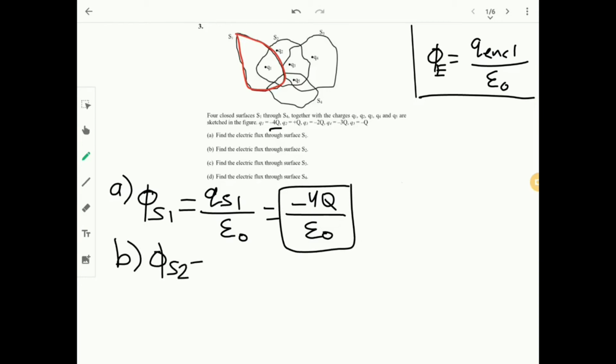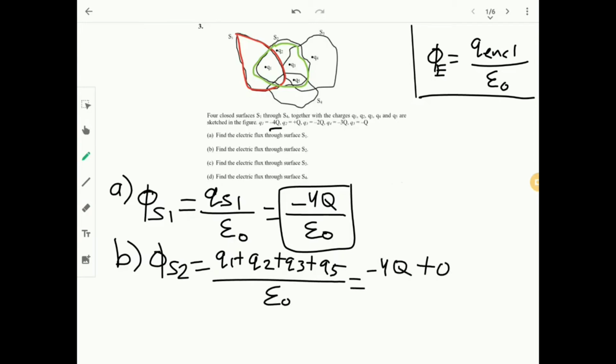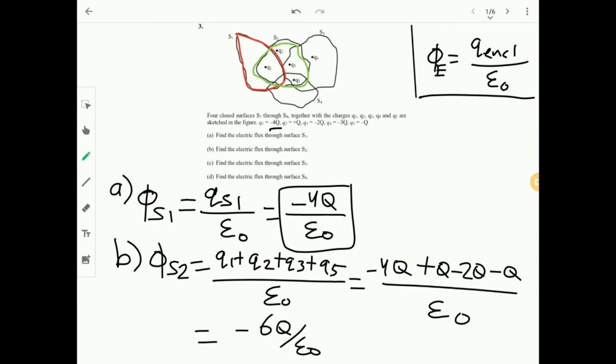Phi S2, I'm not going to put the formula again, it's just the same thing, but this time I'm going to do it in green. What is in S2? Well, it's Q1, Q2, Q3 and Q5. So it's Q1 plus Q2 plus Q3 plus Q5 all over epsilon 0, which gives me Q1 minus 4Q plus Q, Q3 is minus 2Q, Q5 is minus Q, all of this over epsilon 0. When we simplify, we should get minus 6Q over epsilon 0.